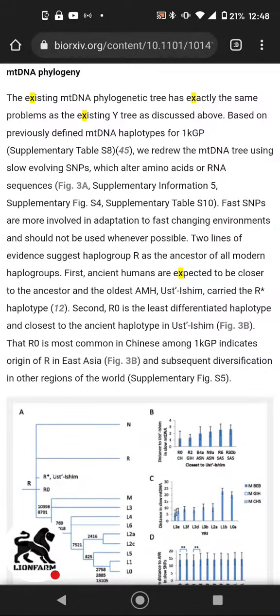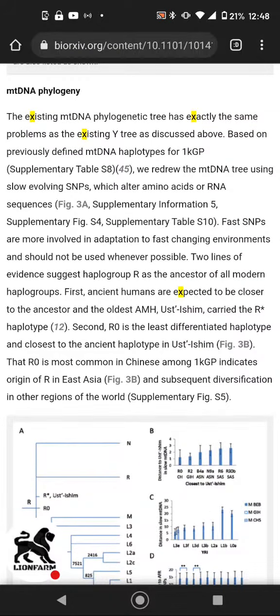Let me just read this. It says the existing mtDNA phylogeny tree has exactly the same problems as the existing Y tree as discussed above. I'll talk about something later with this. Based on previously defined mtDNA haplotypes, right? With all these things, let me just make the conclusion of what it is.